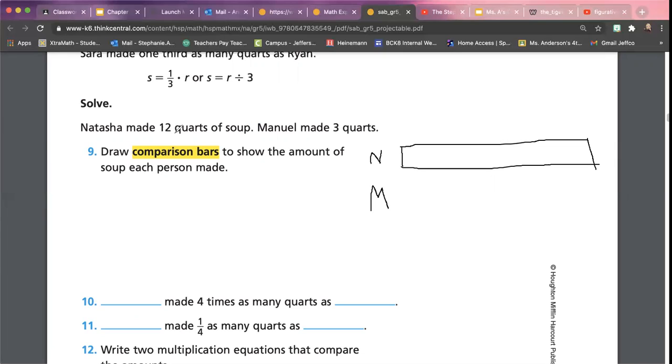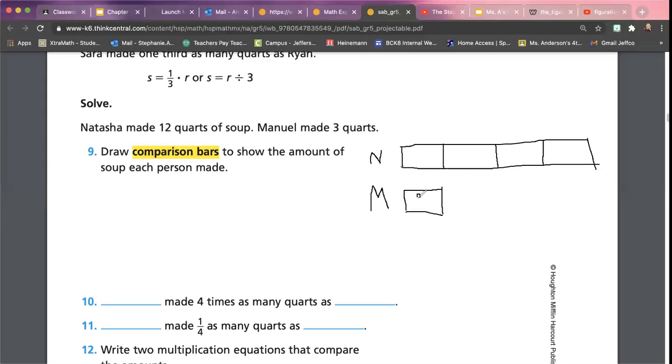So we know Natasha made 12, right? So if I split Natasha's in half, how many would each of these be? What's half of 12? Anyone? 6. 6, right? Okay, well, Manuel did not make 6, he made 3. So he made 1/4 of what Natasha made. So Manuel right here, he made 3.